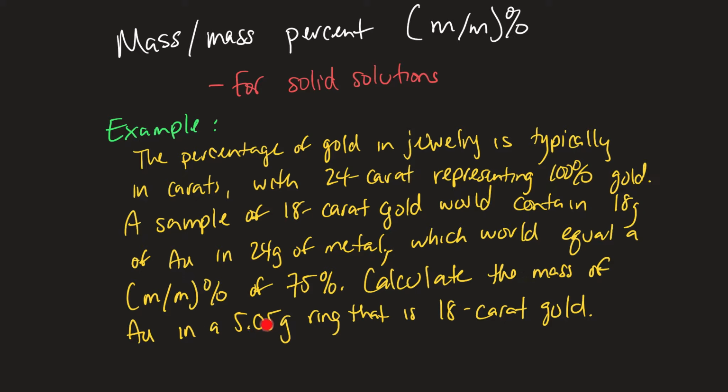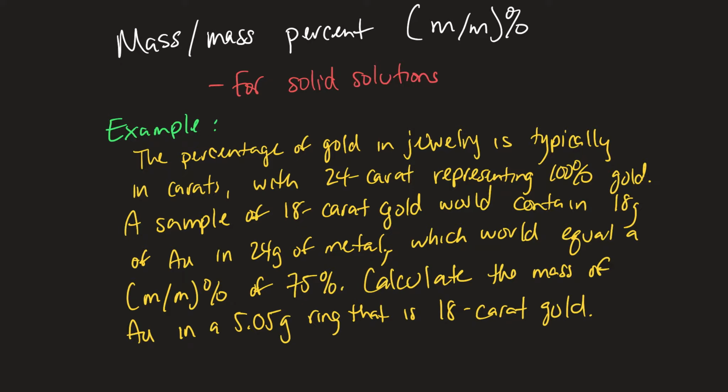Calculate the mass of gold in a 5.05 gram ring that is 18 karat gold. What I'm trying to figure out is, if you have a ring whose purity is 18 karats, and the ring is 5.05 grams, what's the mass of the gold solute within this solid solution, within the ring itself?